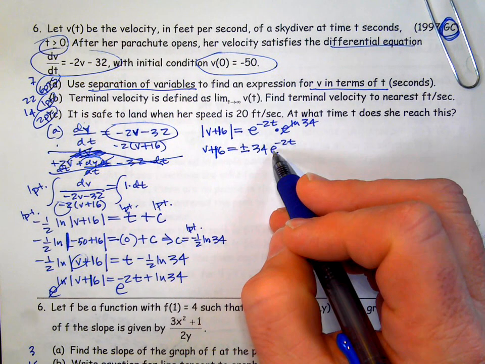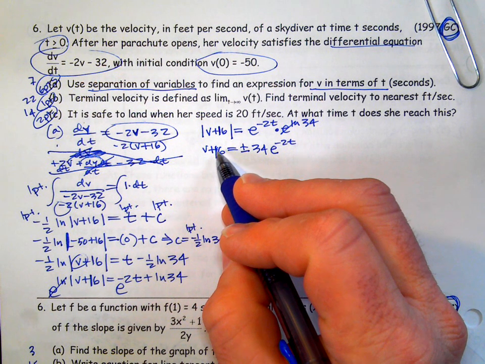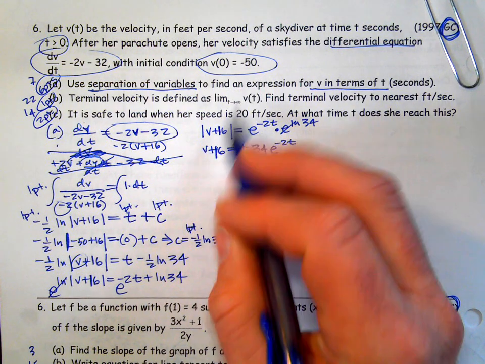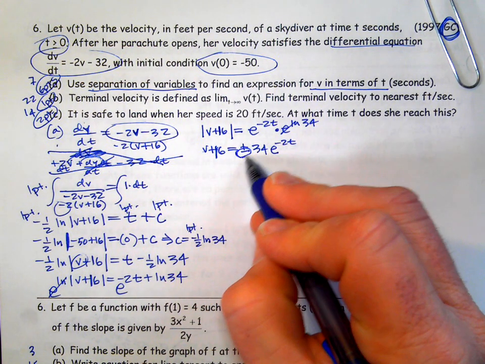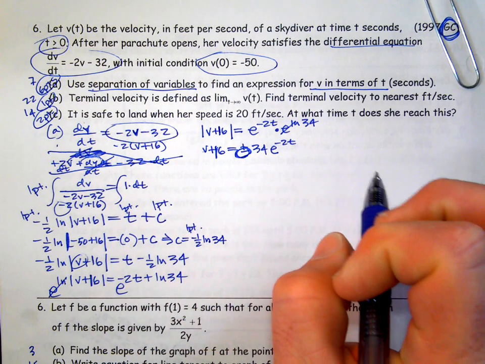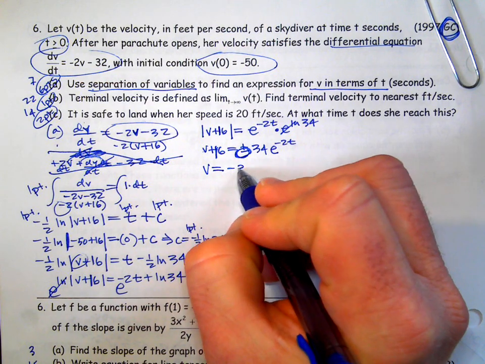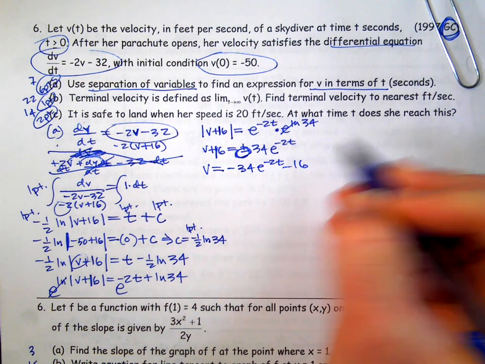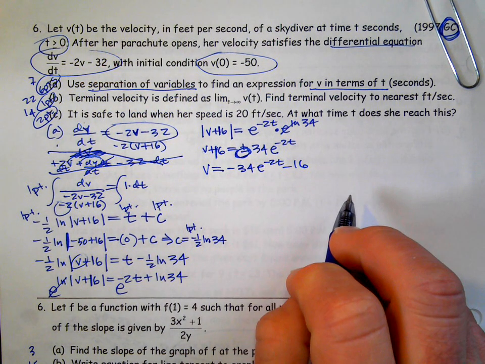So this is going to be e to the 0 is 34. This is 16. You would, the v value, v would be -50. So that's going to give you -34. So we actually want the negative this time. Want the negative. So we're almost there. We're going to do -34 e to the -2t minus 16. So that's your solution. We need to figure out the domain.